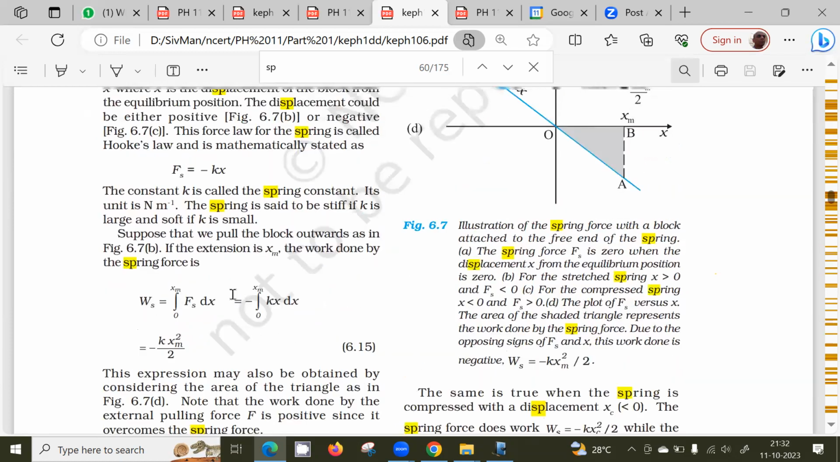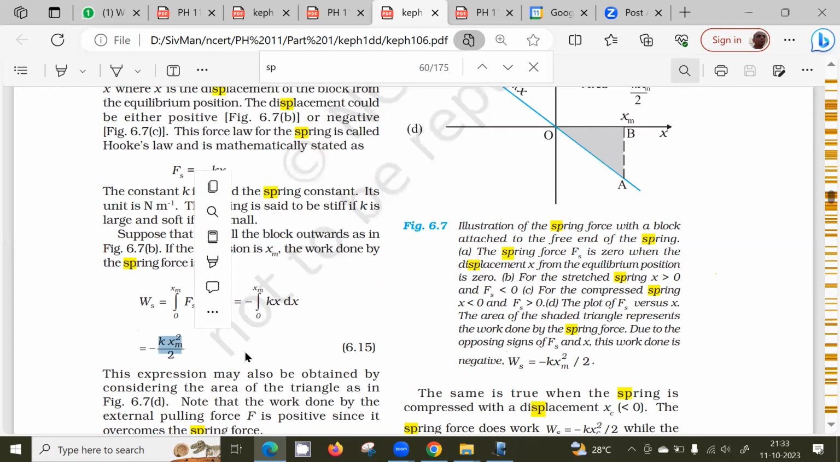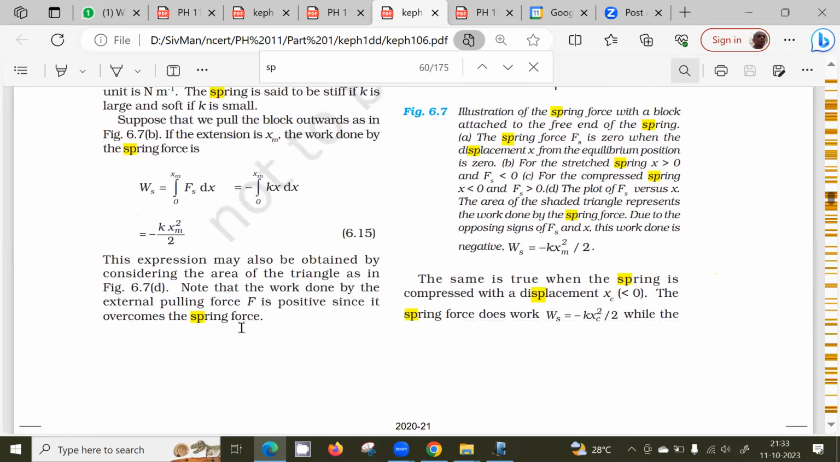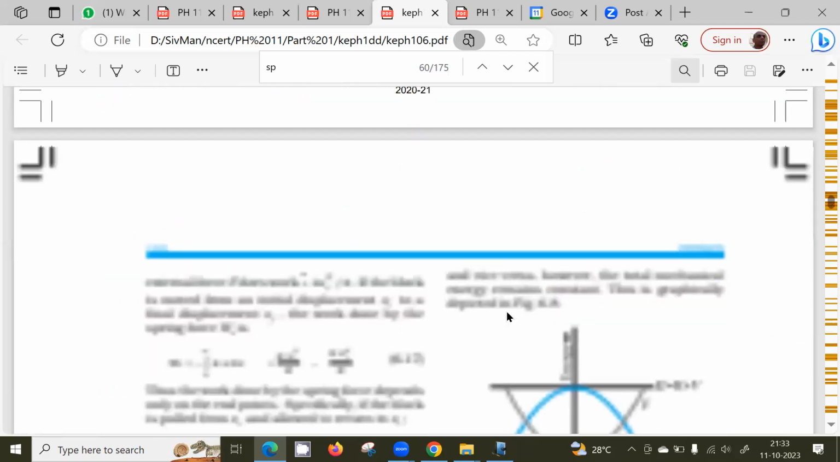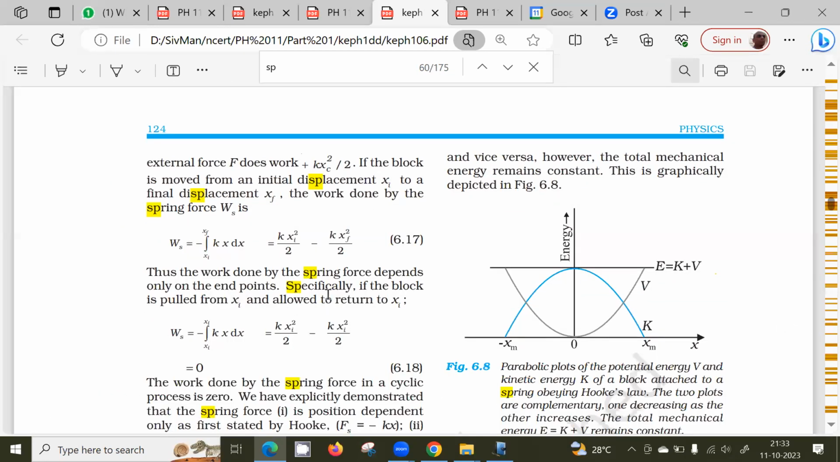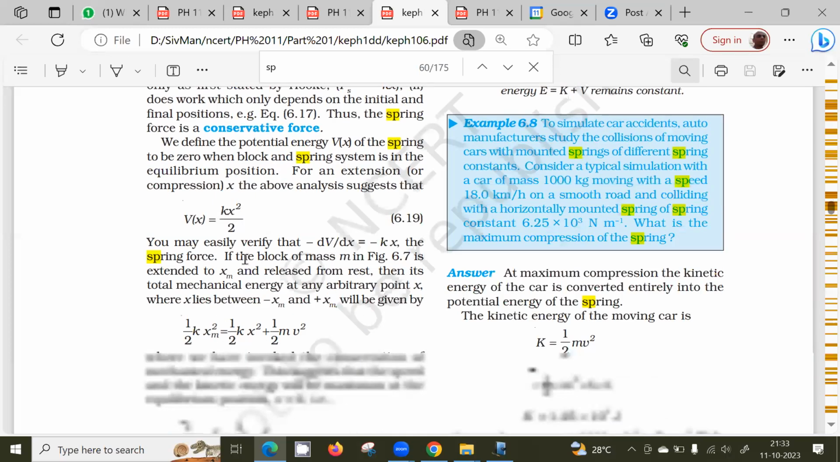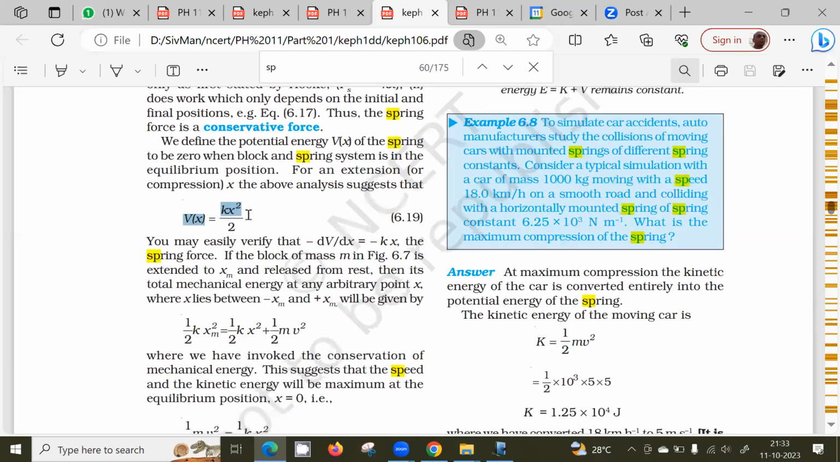So when I compress the spring from the natural length to the maximum value of say Xm, the total work done is the integral of F dx, where the force is kx. If you integrate this, I get the total work done to compress it from 0 to Xm as half k Xm square. This work done will get stored in the spring as potential energy. So the potential energy stored in the spring is half kx square.